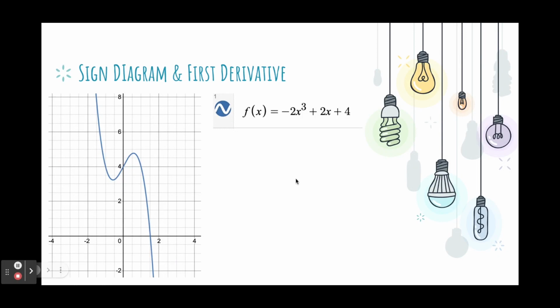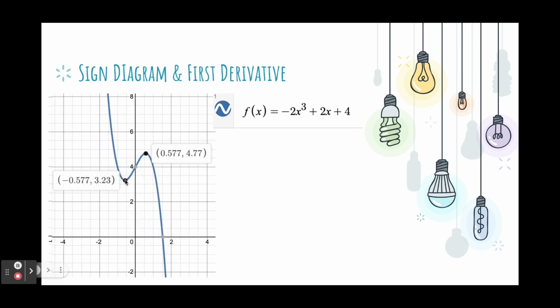Let's look at an example. If I have the following cubic function, which I graphed on the left side, then I can find what my minimum and maximum points are. So in our calculator, we can do second function trace, intercepts, and we'll get that our minimum point happens at negative 0.577, and our maximum point happens at positive 0.577.